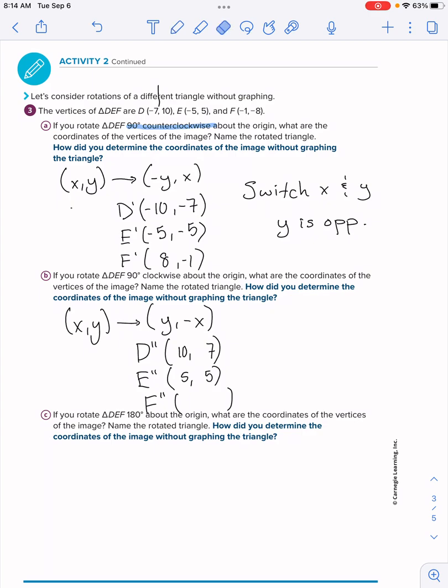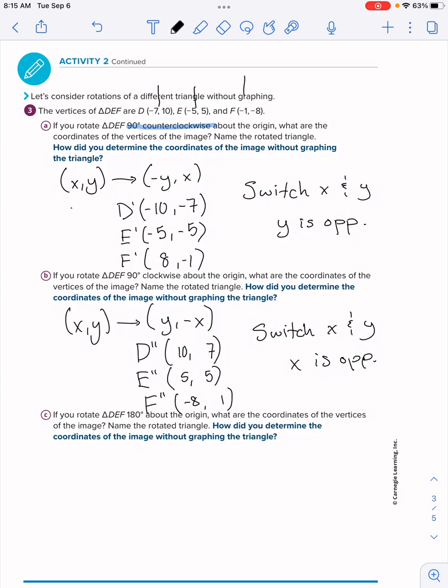And then F double prime. So this one right here, we already did this one. Switch them. So negative 8, negative 1. X is negative 1. It's now a positive 1, so get rid of that minus sign. So really that's all we're doing here. For this one, we also switch x and y. But in this case, x is opposite.